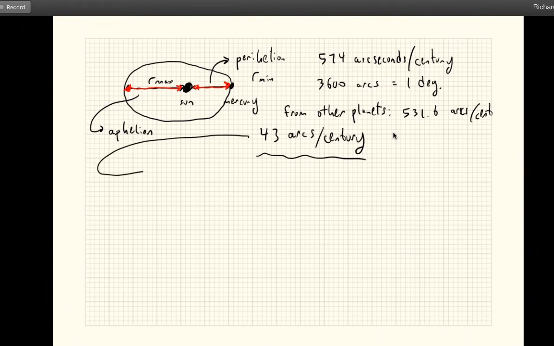And this was accounted for by Einstein using general relativity, which was really one of the big successes, where he did the calculation, and when he did the calculation, he basically got 43 arc seconds per century, which when added to this perturbation from the other planets basically gave the total expected precession of the perihelion of Mercury. So that was kind of a big deal.